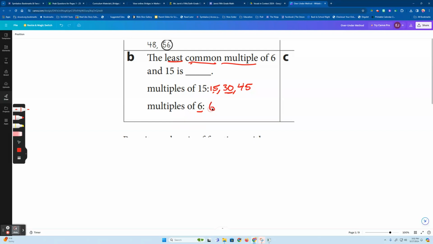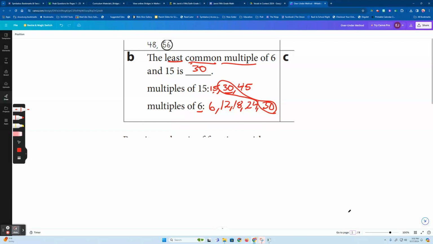So let's go ahead and see if I missed any. 6, 12. 6 times 2 is 12. 6 times 3 is 18. 6 times 4 is 24. And I just keep going. 6 times 5 is 30. And I got it. There's my least common multiple between 6 and 15: it is 30. So you can go ahead and write that in here. Let's go to another problem.